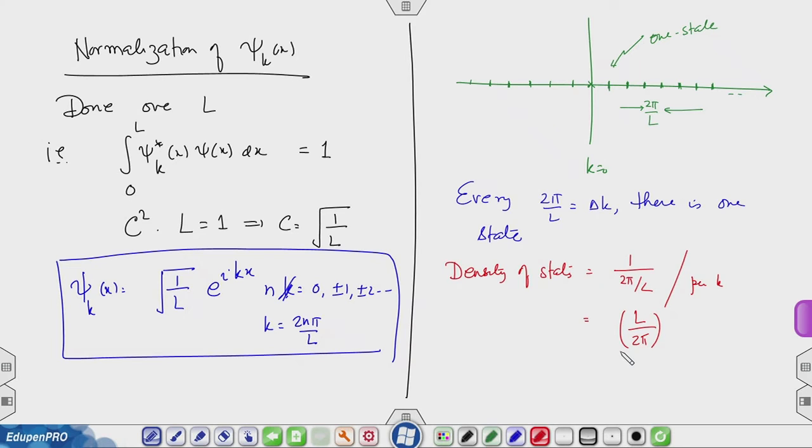It makes sense to talk about density of states, because as I said, these are quasi continuous levels. So, I do not really have to count, I can just write the density times dk is the number of states in delta k, right. So, this means that number of states in delta k is going to be L over 2 pi times delta k.